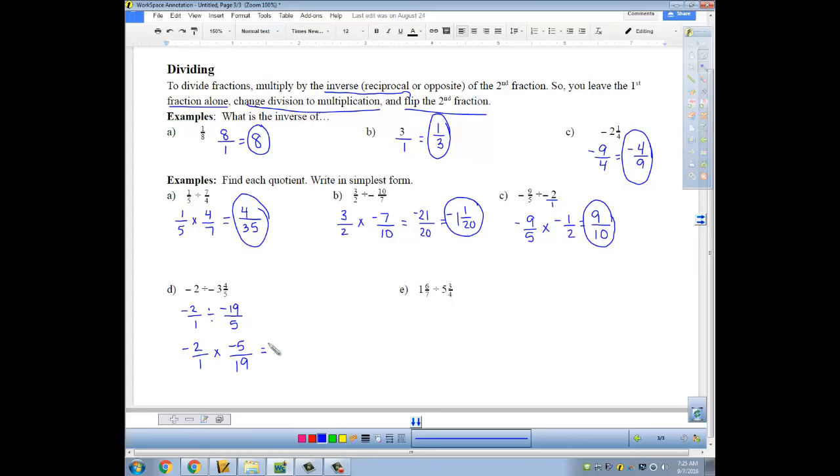Negative 2 times negative 5 is positive 10. 1 times 19 is 19, and that cannot be reduced.